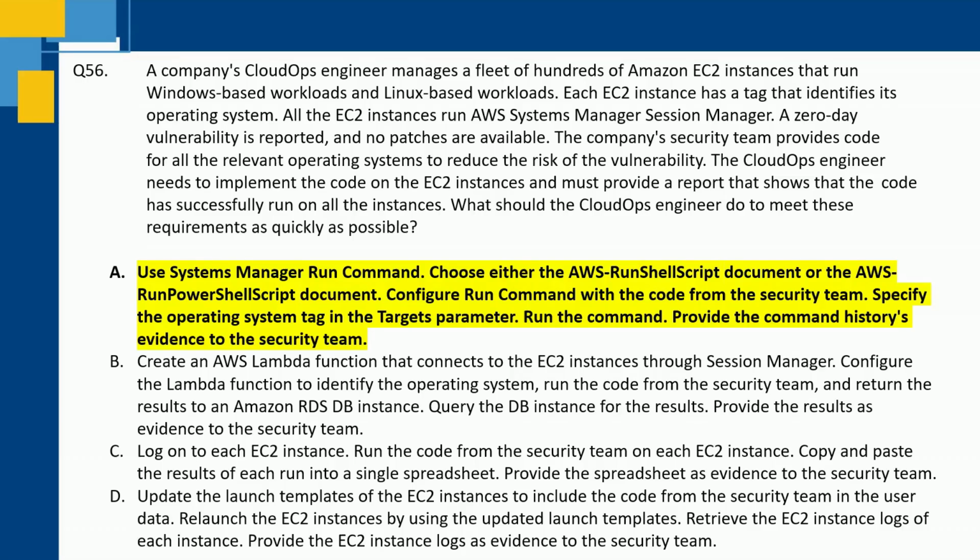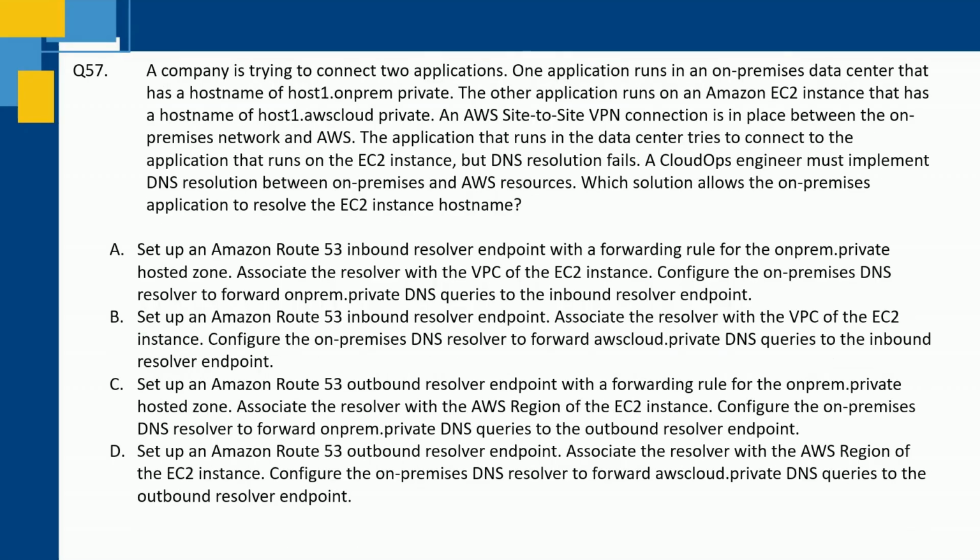Let's look at question number 57 of the series. A company is trying to connect two applications. One application runs in an on-premise data center that has a host name of host1.onprem.private. The other application runs on an Amazon EC2 instance that has a host name of host1.awscloud.private. An AWS Site-to-Site VPN connection is in place between the on-premise network and AWS.